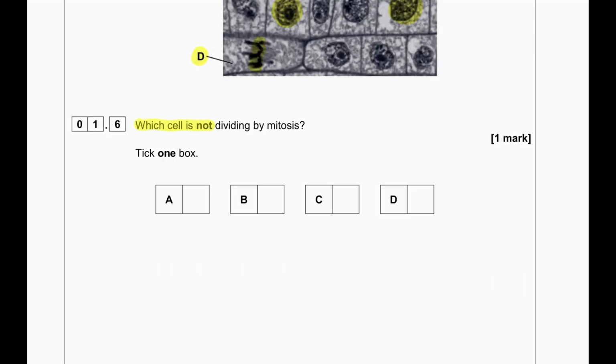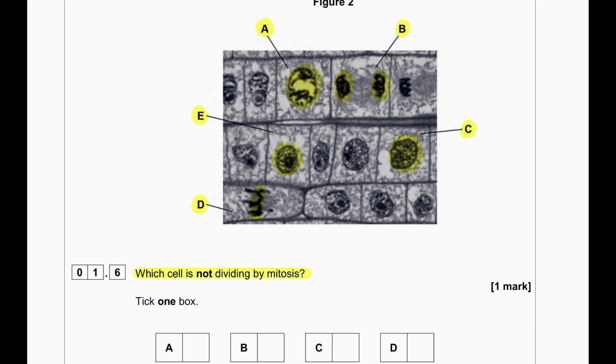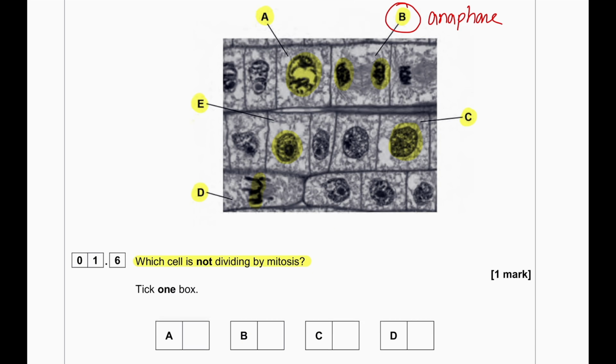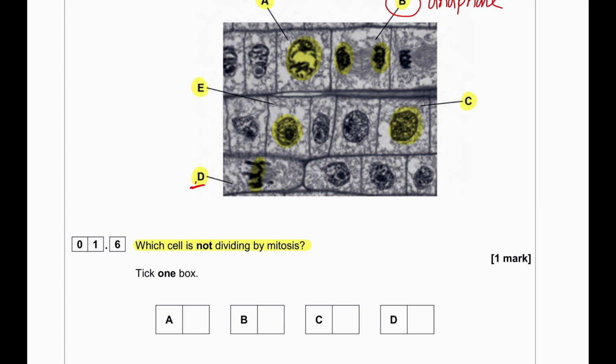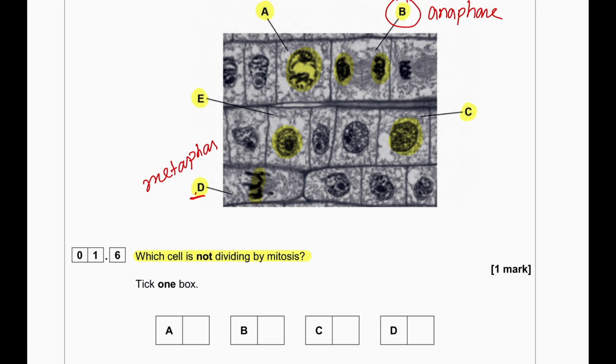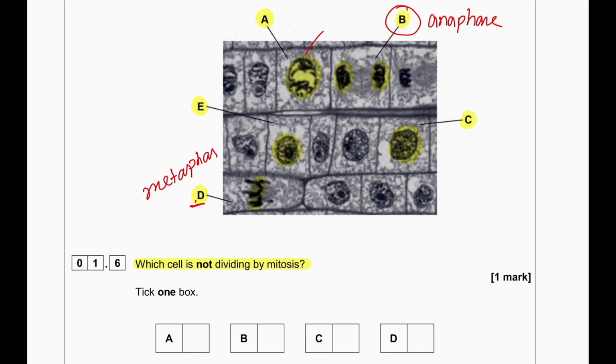Which cell is not dividing by mitosis? From A, B, C, D, you have to choose which cell is not dividing by mitosis. Now we can clearly tell that B is dividing by mitosis because this is representing anaphase, as the chromosomes are pulled to two different poles. D is in metaphase because we can find the chromosomes at the equator. After that, in A the nucleolus is not visible, but the chromosomes are kind of visible because you can see pretty large strands here, which are chromosomes.